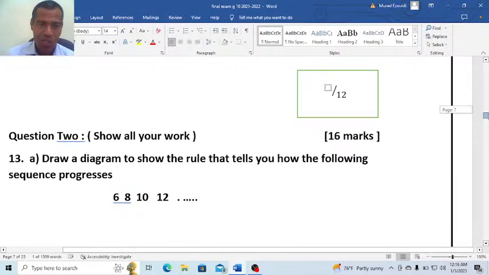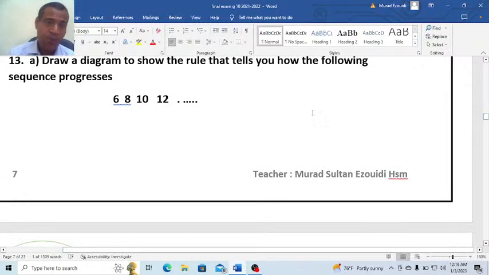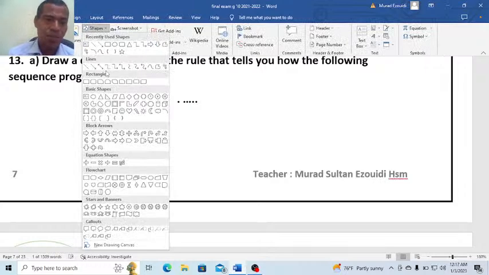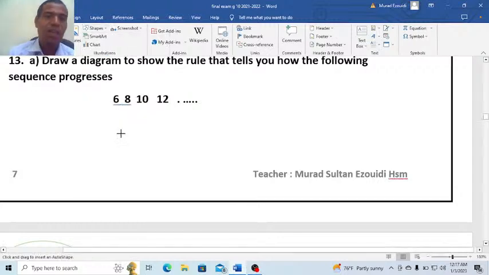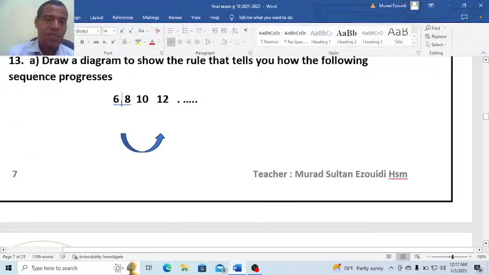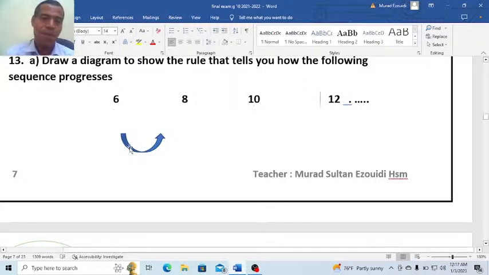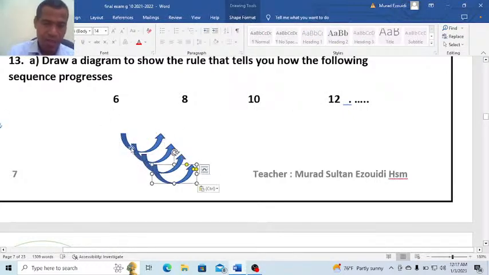Okay, for the second question, here we have: draw a diagram to show how the sequence works. Okay, I will make it like that. I will just put it here. This is the first term, this is the second term, and this is the third term. If we suppose this is my sequence, the question is to draw a diagram to show the rule that tells you how the following sequence progresses.